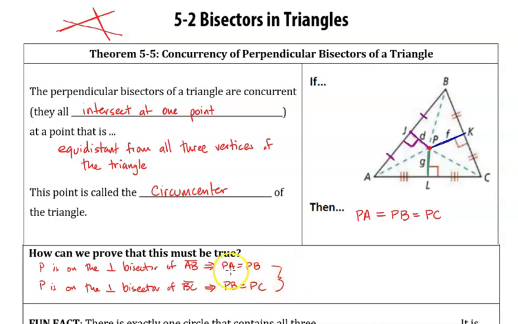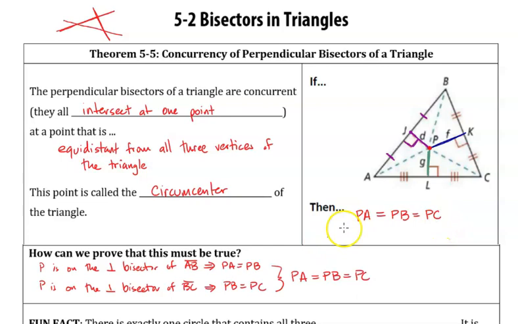Now, if you look at these two statements, PA equals PB, but PB equals PC, that means that the distance from P to A, which is equal to the distance from P to B, but the distance from P to B is equal to the distance from P to C, that's that statement that we just wrote up here. That's how we know that this idea has to be true. It all goes back to that theorem about the points on the perpendicular bisectors of segments being equidistant from the endpoints of the segments.